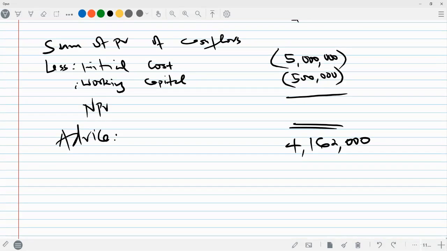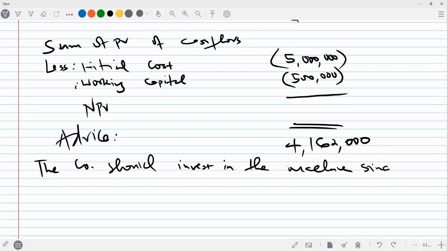They have advised the company should accept the project, or should invest in the project. The company should invest in the machine, because I think this is one machine, since the NPV is positive. Okay, $41,62,000. Okay, simple as that.